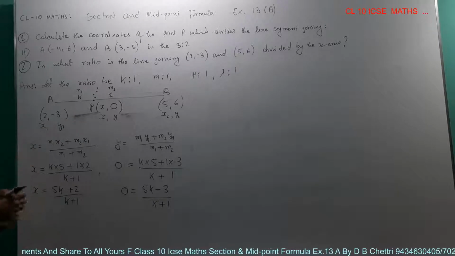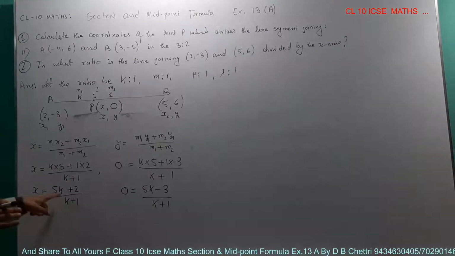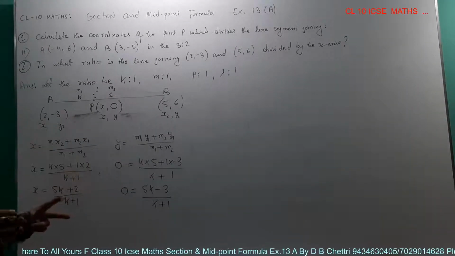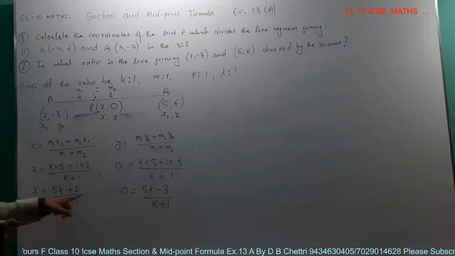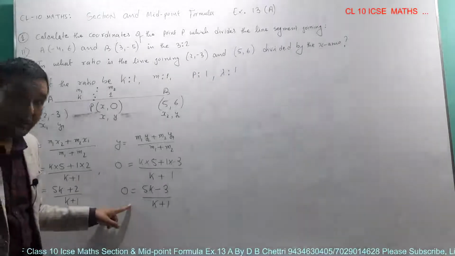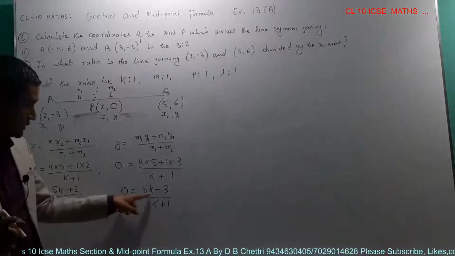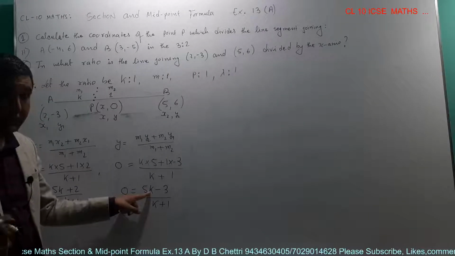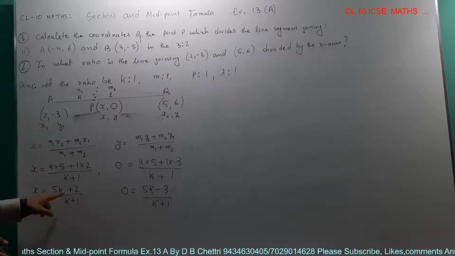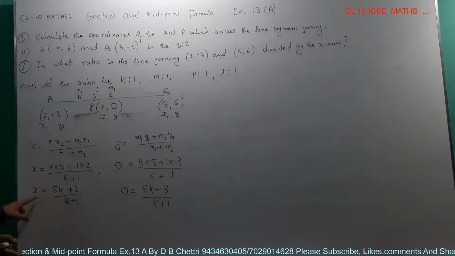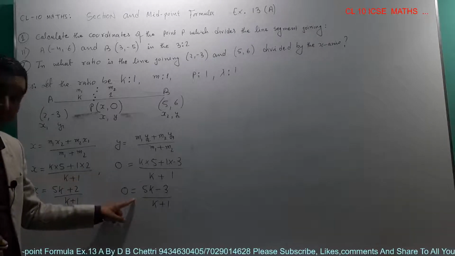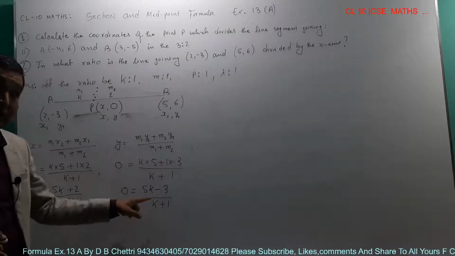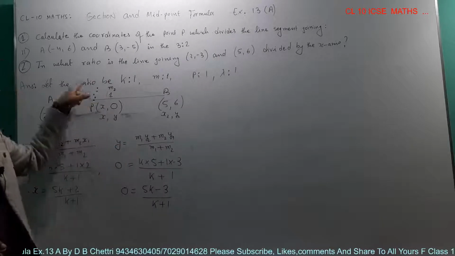Once again, don't solve the equation which contains two variables. We cannot solve an equation with two variables together. That's why we solve the equation which contains only one variable. Look at it: in this expression only one variable is there, that is k. In this expression there are two variables, one is k and another is x. That's why we can't solve this equation. We are going to solve this equation to get the value of k. After getting the value of k, we will get the ratio.